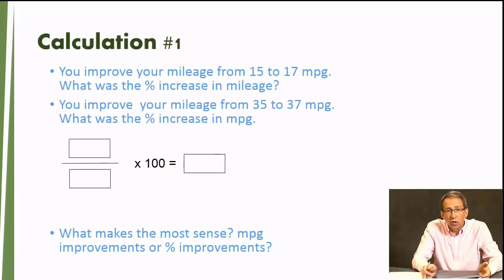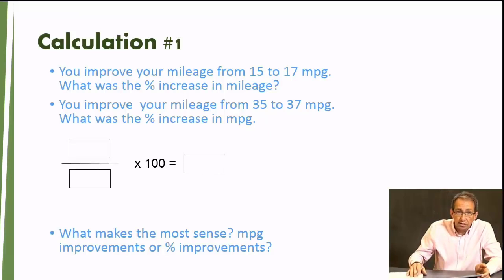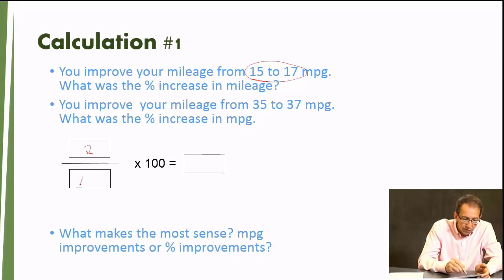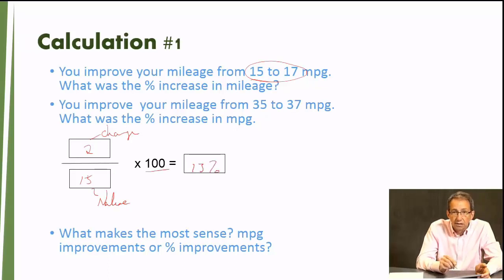So you have a question. You improve your gas mileage from 15 miles per gallon to 17 miles per gallon. What was the percent increase in miles? All right, so we're going to do this in terms of 2 is the difference between that 15 to 17. So we have a 2 mile per gallon increase from our 15. So this is the change over the value, right? And so I take 2 divided by 15 and I get 0.13. I multiply it by 100 and you get 13% for that value.